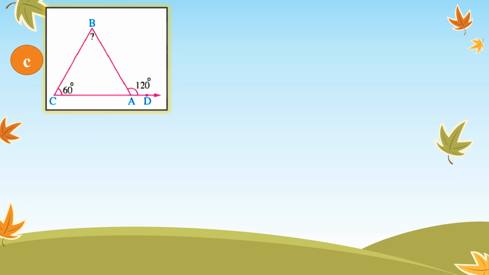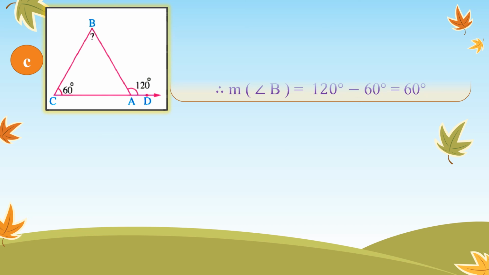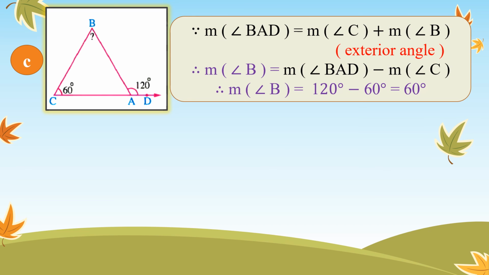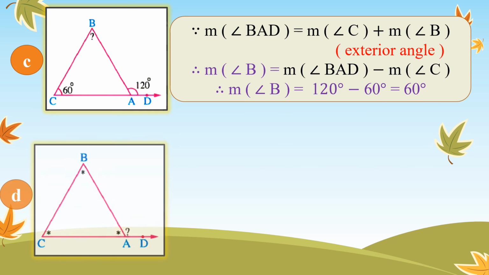Exercise number C. Here I want the measure of angle B. Since angle BAD is an exterior angle for the triangle ABC, then measure of angle B plus measure of angle C equals 120. But here I want measure of angle B. So measure of angle B equals measure of angle BAD minus measure of angle C. Then measure of angle B equals 120 minus 60, which is equal to 60 degrees.